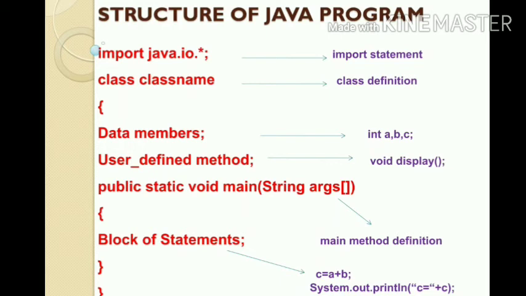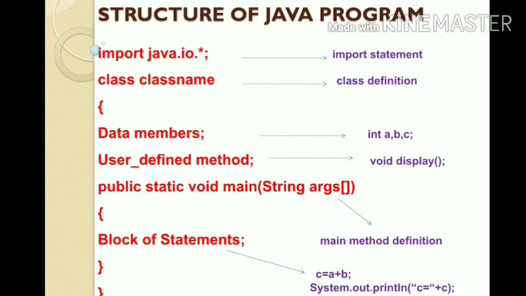Next, class name. Here class name is the name of the class. Then open the curly braces, data members. If there is any data used, we can define it in this line. Next one is user defined method. For example, void display. Here display is the name of the user defined method. Next, public static void main.